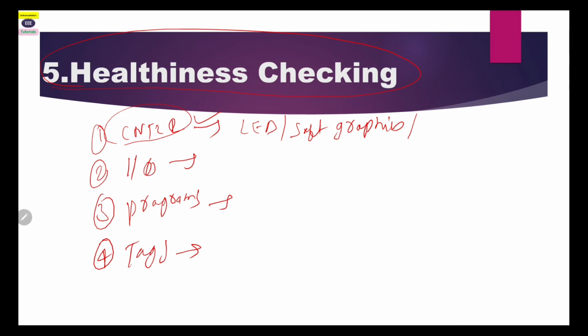Now the IO, because sometimes you also install IO in redundancy. So if your IOs are not working, they have also provided some LEDs or some graphics developed for showing the healthiness of these IOs. So this is also very important. You should know the IOs healthiness parameters.